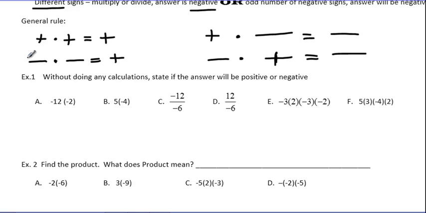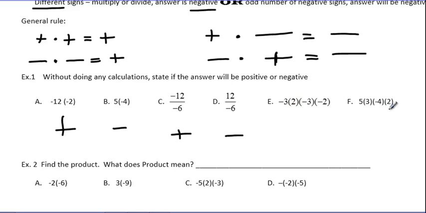Without doing any calculations, state whether your answer is going to be positive or negative. So we look here. Same sign, positive. Or a negative times a negative is positive, or there's two of them, an even number. Even numbers come out to be positive. A whole bunch of different ways of looking at it. B. Different signs, negative. C. Same signs, positive. Different signs, negative.